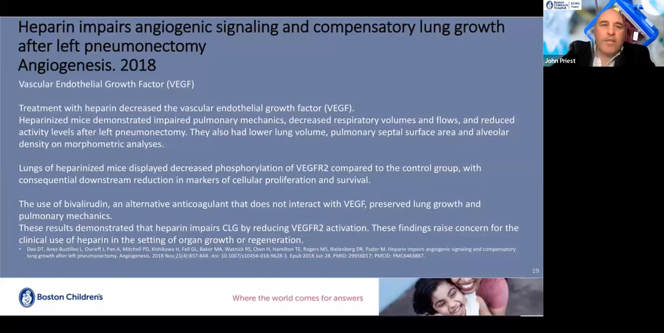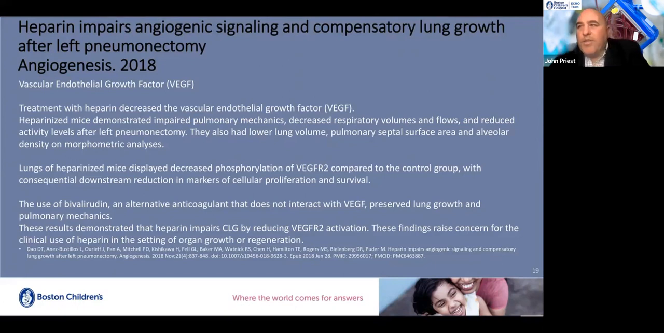And lastly here, it's really hard to give any type of ECMO lecture without talking about anticoagulation. Anticoagulation pretty much affects everything in regards to ECMO. So this study here: heparin impairs angiogenic signaling and compensatory lung growth after pneumonectomy. This was published in 2018 by Mark Puder, a surgeon at Boston Children's Hospital.